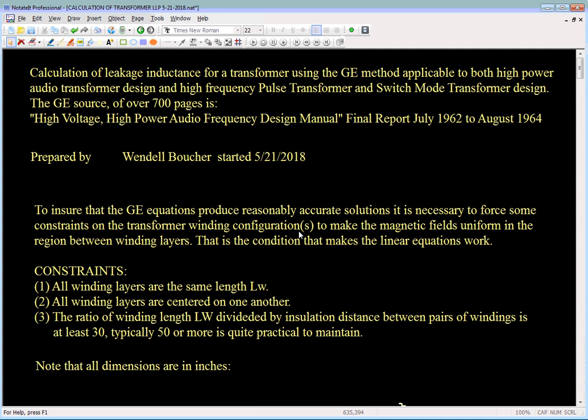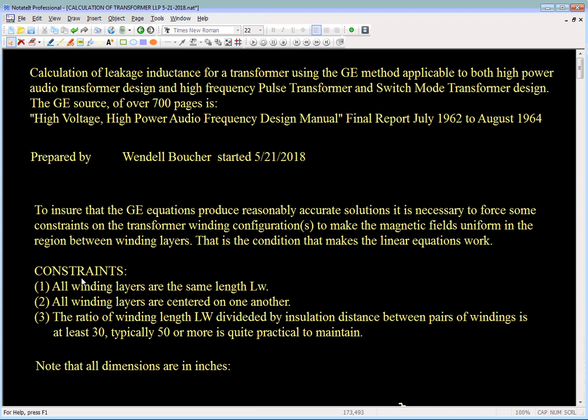Now here are some constraints. You've seen them before. They have to do with all calculations in transformers that use linear equations. You can't use linear equations unless the fields are linear, and you have to do this to make sure the fields are linear, both the electric field and the magnetic field. But today we're talking about the magnetic field.